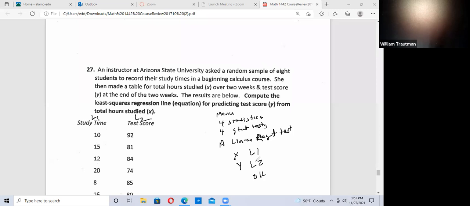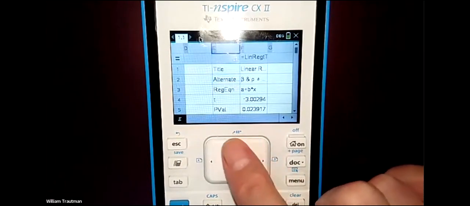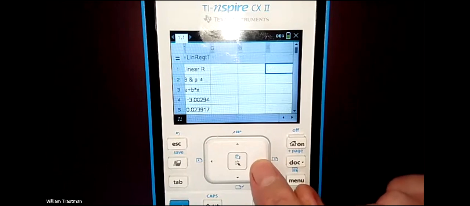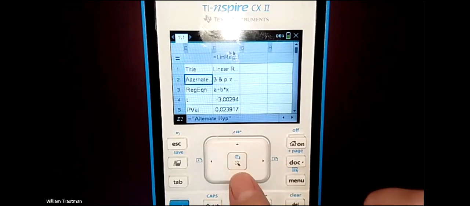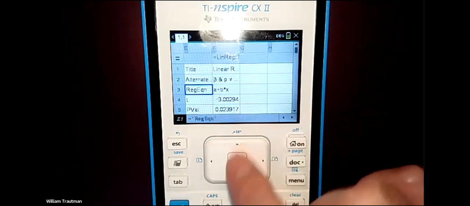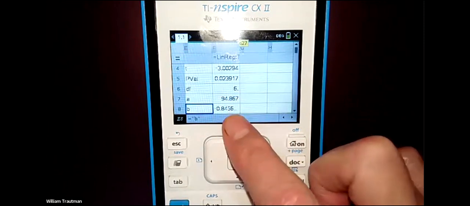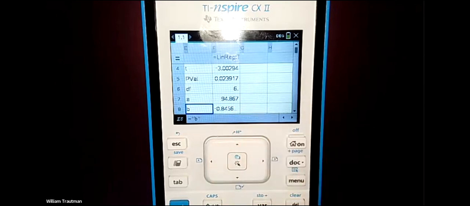And when you do that on your calculator, let me show you here. We can look at 4, 4, A. Once I type it into my calculator, once I have it all in there, you can see there's my data. You can see there's the regression formula, A plus BX. And there's the A, 94.86. And there's the B, negative 0.8456. So we need the A and the B when we do linear regression here. We need that A and that B.